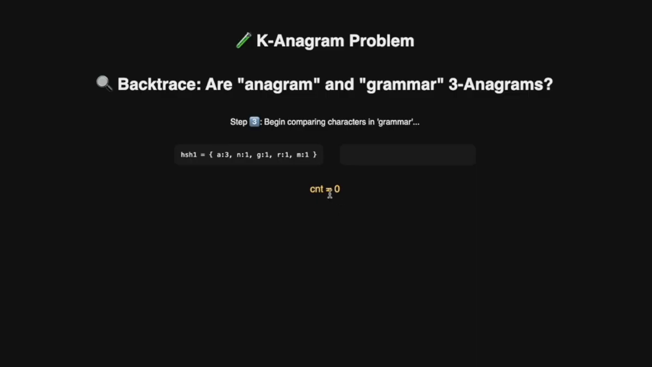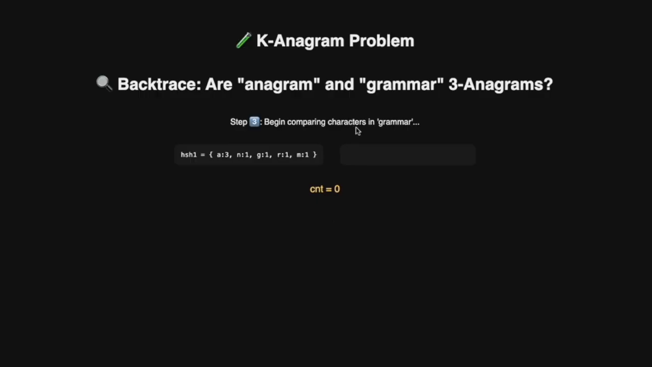And if at any point in time the value of this mismatch count becomes greater than K, which is 3 over here in this case, we can return false, because these two strings cannot be K-anagrams of each other, since there are more than K mismatches in these two strings. So that's what we will be doing.